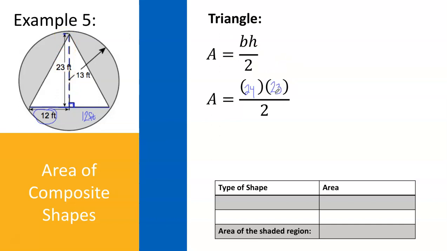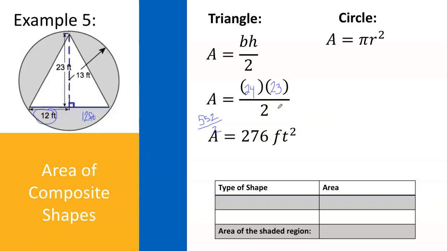Now I'm going to type into a calculator 24 times 23, and we get a total of 552. That goes in the numerator. And then we can't forget to divide by 2. And when you divide by 2, you get 276 square feet. So we found the area of the triangle.